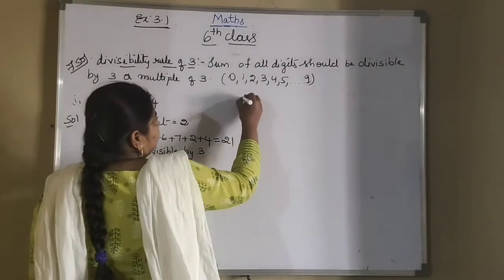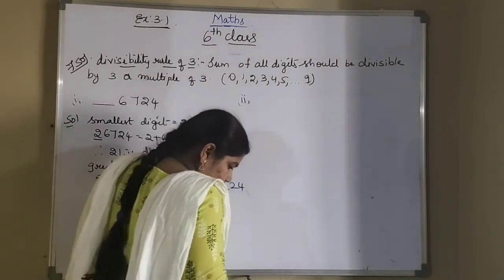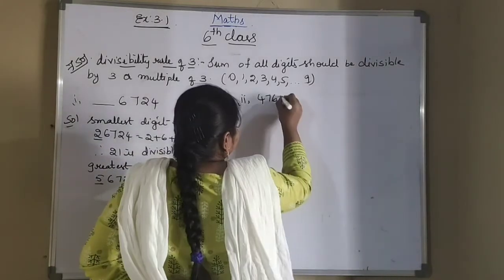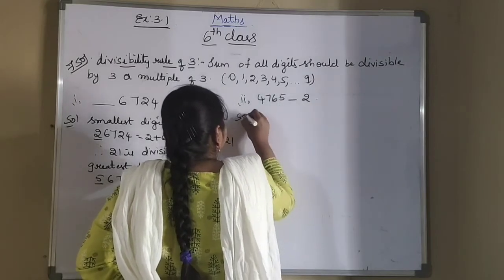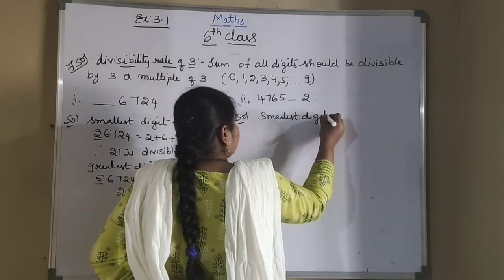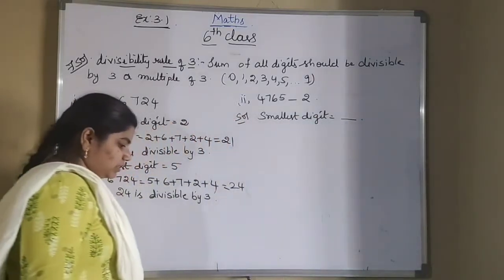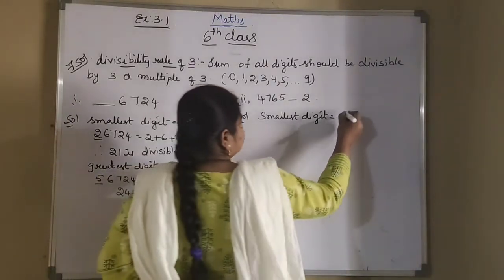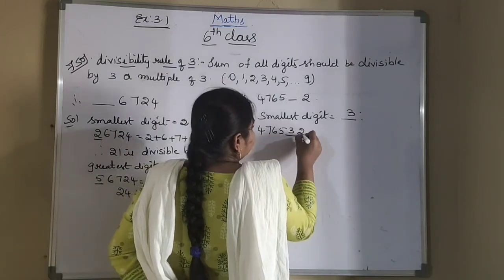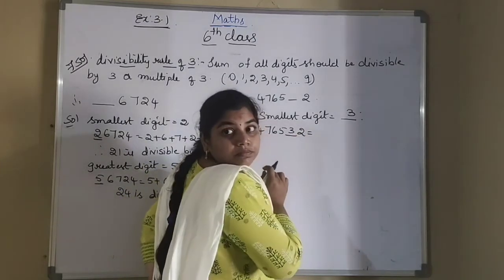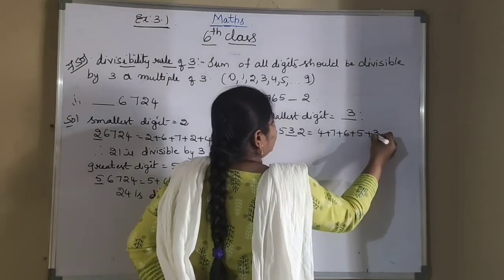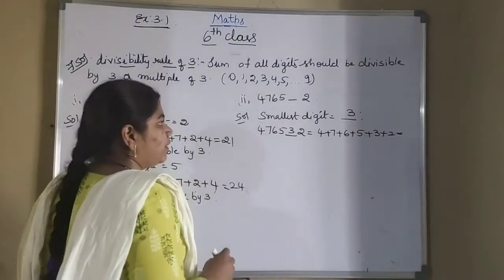Okay, so next one. In the second one, what is it? 4, 7, 6, 5, blank, 2. So what is the smallest digit and what is the greatest digit we have to find? Which is the smallest digit we can substitute there? We can substitute 3. So add 3 here: 4, 7, 6, 5, 3, 2. So add all the values: 4 plus 7 plus 6 plus 5 plus 3 plus 2. If you add, how much will you get here?